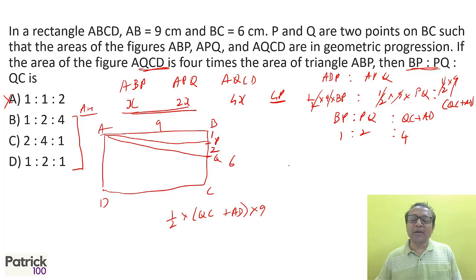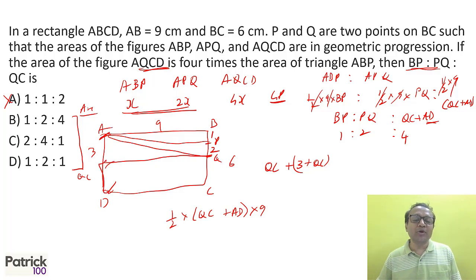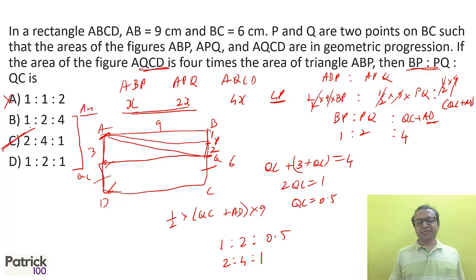Now let QC be. What is AD? AD is 3 plus QC, because of the rectangle, these two lines are equal. So QC plus 3 plus QC is equal to 4. So 2QC is equal to 1. You will get QC as 0.5. So the ratio you get is 1 is to 2 is to 0.5, which is nothing but 2 is to 4 is to 1. You'll get the answer as C option.